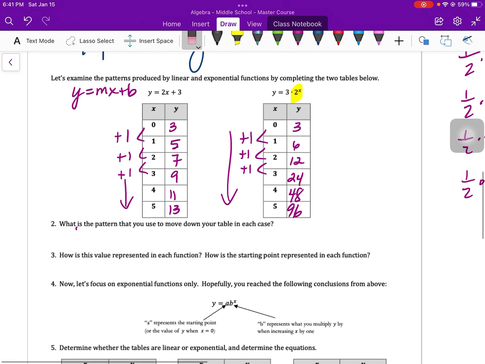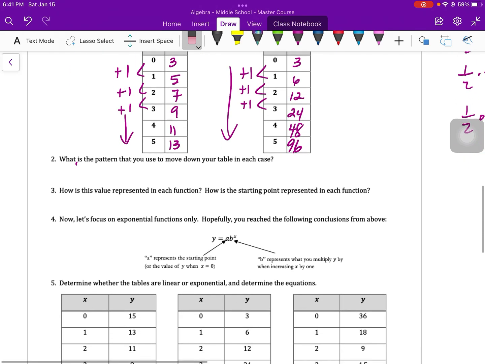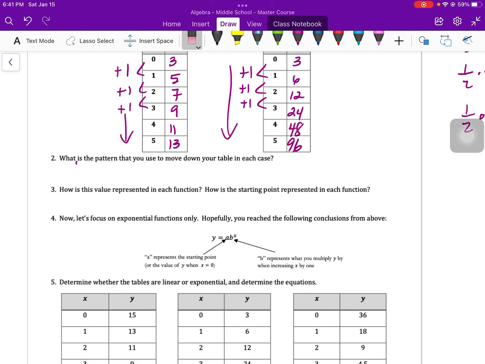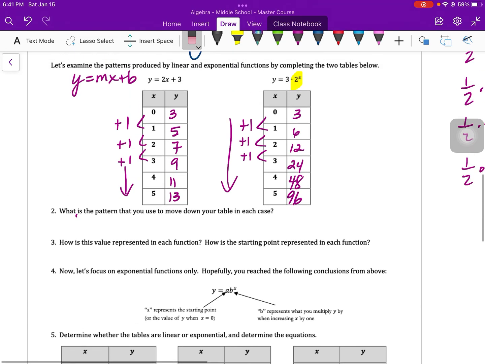Anyway, okay, now that we've completed our tables, let's look at the questions below. It says, what pattern do you use when you move down your table in each case? So we already determined in both tables the pattern for x is that we're just increasing by 1. Let's look at the change in our y values. As we move down the table here, we're adding 2 each time, and that pattern continues all the way down the table. Okay, so for the linear, we're adding 2 for the change in y.